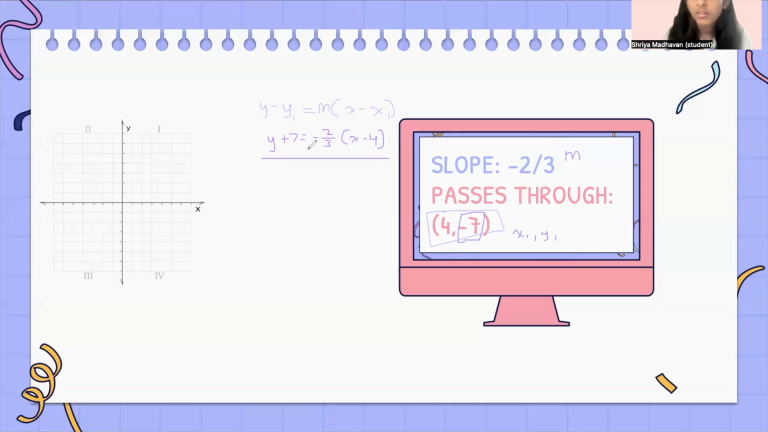And now what we gotta do is that we're gonna convert this into y equals mx plus b form. So let's first multiply this out. So y plus 7 is equal to negative 2/3x plus 8/3.